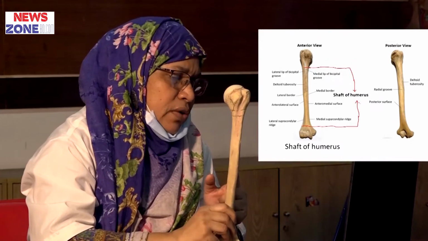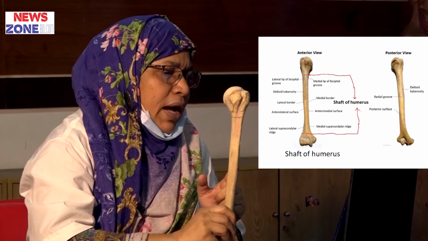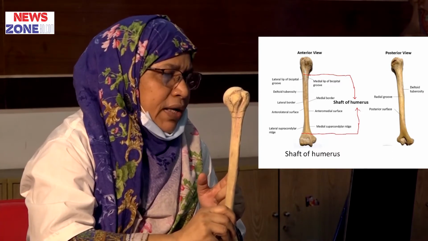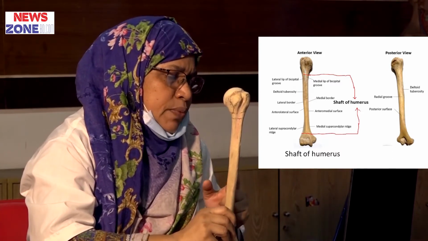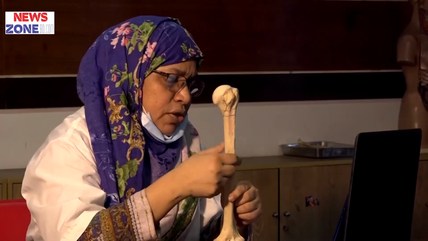Below the deltoid tuberosity, going postero-anteriorly, there is a groove known as the spiral groove or radial groove. This groove lodges the radial nerve and the arteria profunda brachii. So this is the spiral groove, and this is the deltoid tuberosity.